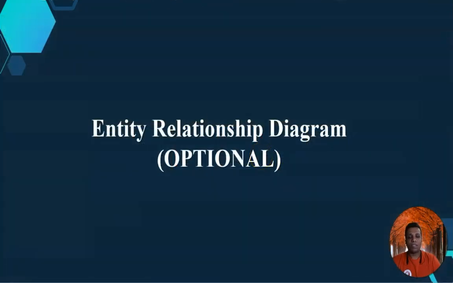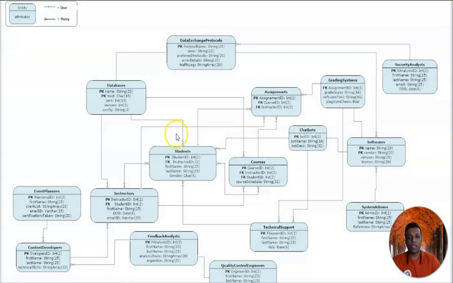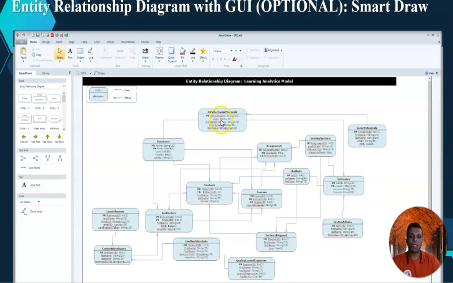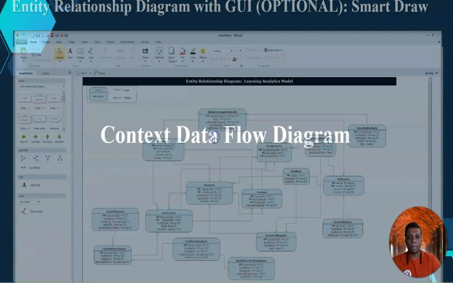Next we have the entity relationship diagram. An entity relationship diagram indicates how different entities have various relationships with each other. How do they interact with each other? For example, here at the students table, student ID is a primary key to this table, whereas instructor ID is a foreign key from the instructor table. We have many types of relationship here, one-to-one, one-to-many, and many-to-many as well. This is the graphic user interface of SmartDraw, the system we used to create this entity relationship diagram.